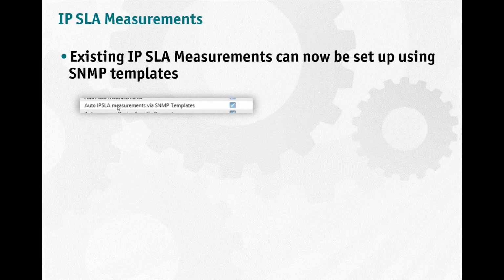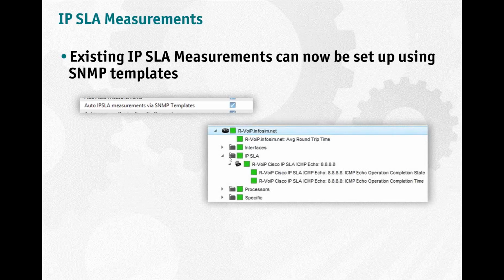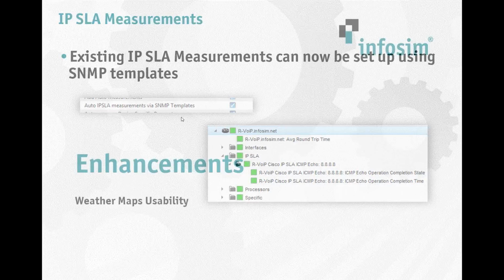simple SNMP templates. So you can go to your default properties in the Auto Measure category and activate this option, which is called Auto IP SLA Measurements via SNMP templates. And with this option checked, every device gets an IP SLA folder together with all SLA measurements which can be located on the device. This also has some disadvantages compared to the SLA measurements we set up when having a write community. As you can see, information is not as extended as when setting it up directly.